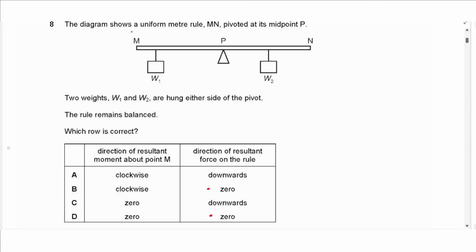Question 8 says a diagram shows a uniform meter rule pivoted at its midpoint. Two weights W1 and W2 are hung either side of the pivot. The rule remains balanced. Which row is correct? So balanced means there is no resultant force and no resultant moment. So it has no direction, and the resultant force also has no direction, 0 and 0. So the answer is D.